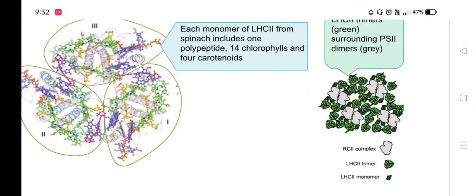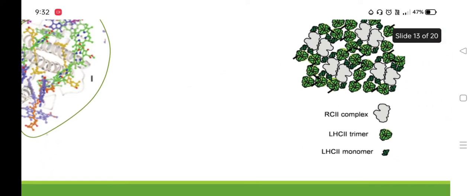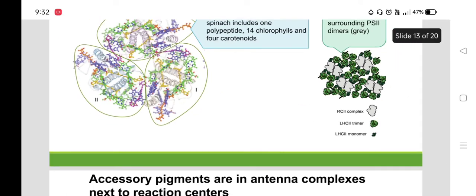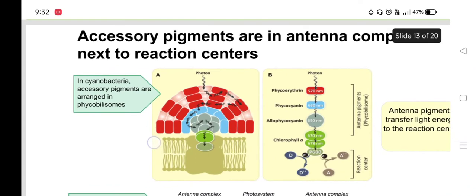The dimer, which is green, is surrounded by pairs of dimers, which are gray. Here you can observe. Then the question arises: what happens in case of a sunny season, meaning there is an optimal or bright wavelength, bright light?